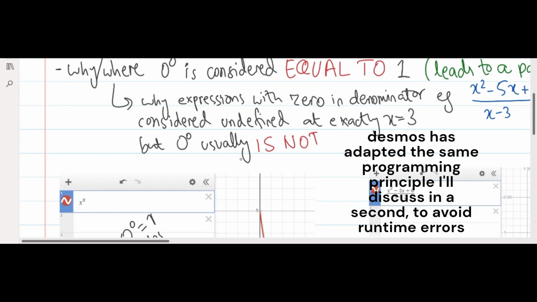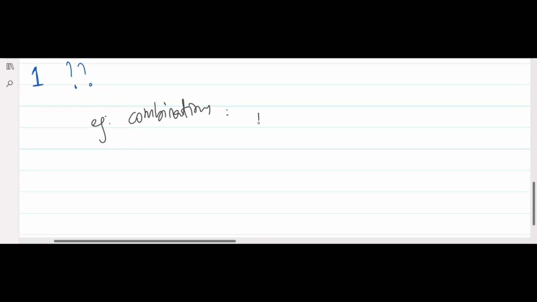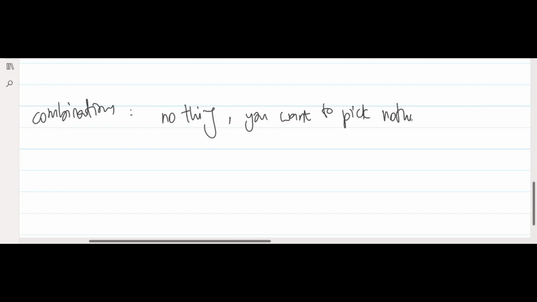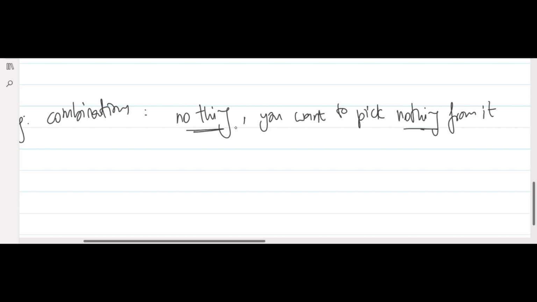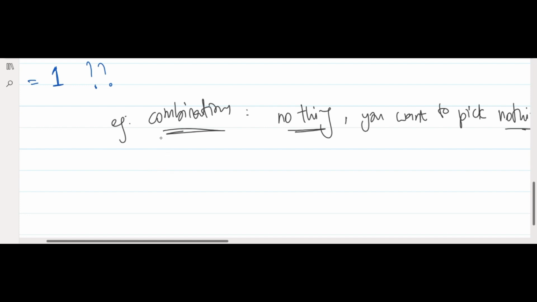An example would be using combinations. This is a funny example, bear with me. The funny example is that you are going to pick nothing from a set of nothing, right? You have an empty box and you want to pick nothing from it. You want to take out an empty hand from it. In how many ways can you do that? In how many ways can you pick nothing out of nothing? It's funny, I swear to god. It's real, trust me.